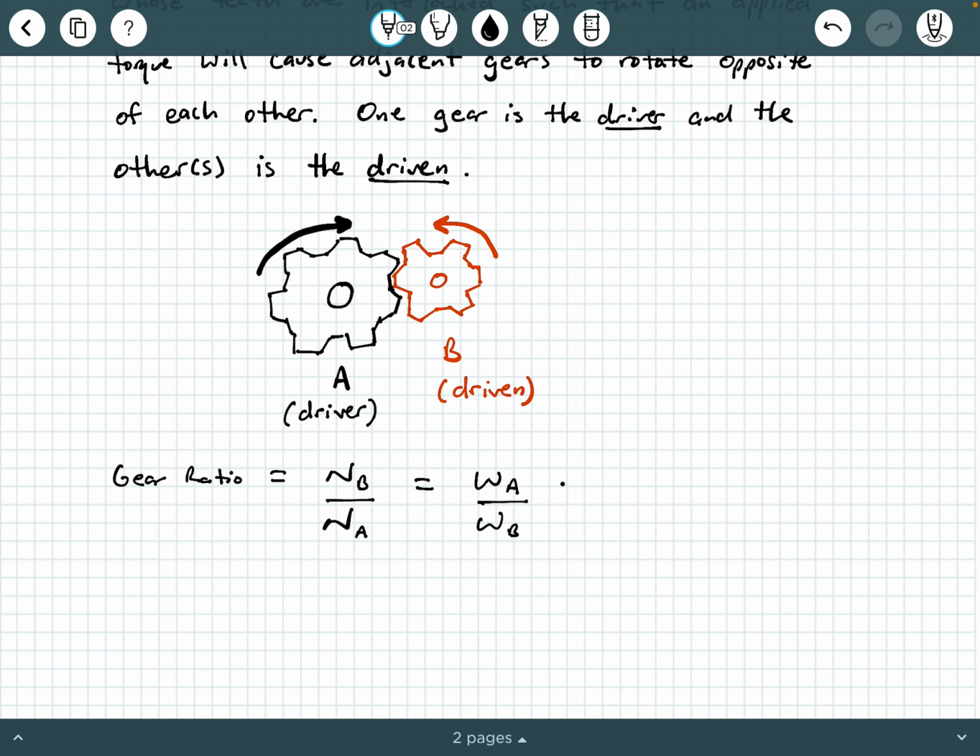We could also express this as the gear speed of A divided by the gear speed of the driven gear B. Or we can express this as the gear diameter of B divided by the gear diameter of A. Okay, so all of these can define for us a gear ratio. And what's cool about this is if you have some of these pieces of information, they're all equal to each other, so you can relate them to each other and solve for other pieces of information. So let's write these variables down.